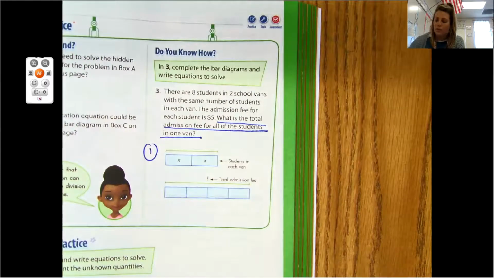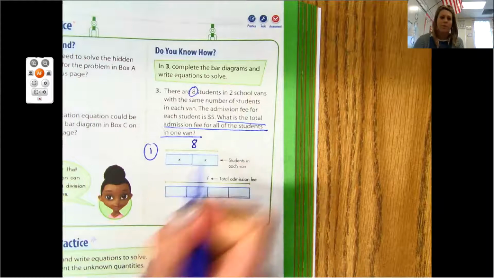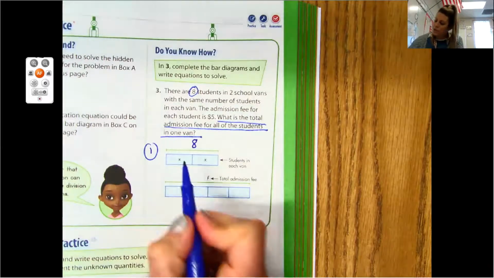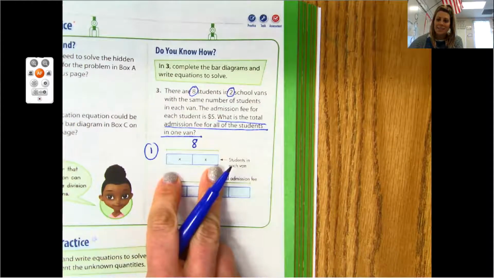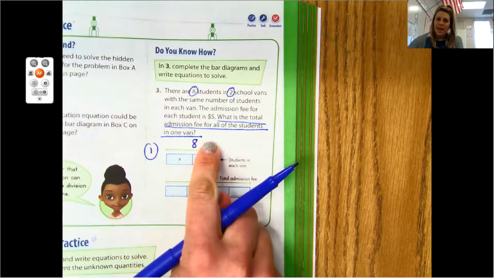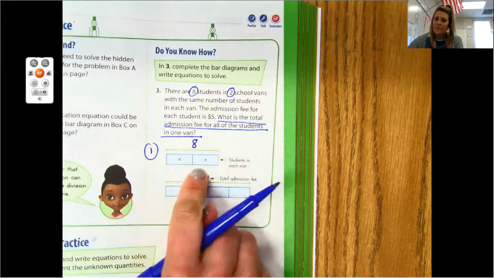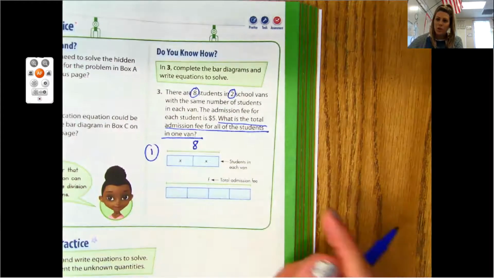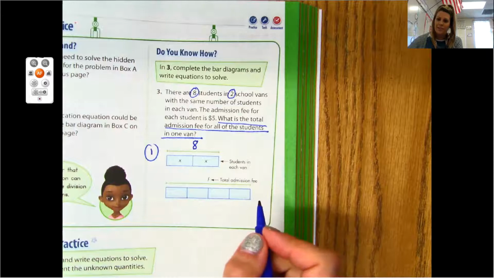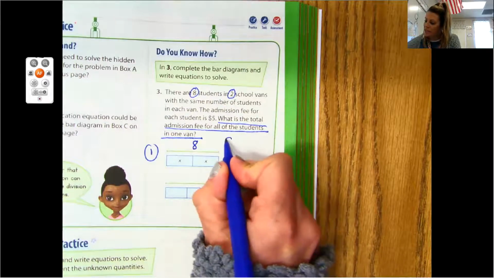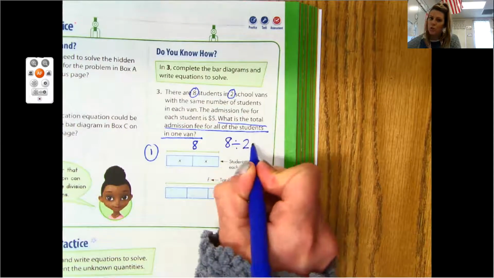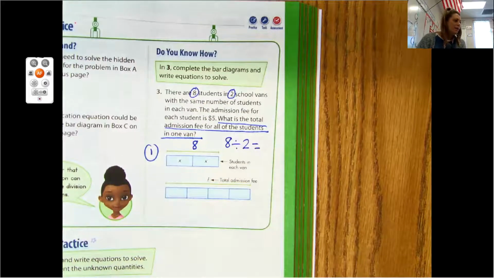And we started with how many students? We started with those 8 students. So that's going to go on top of our bar diagram. And then these 2 boxes stand for what? These are our 2 vans. So if we have 8 students and we're splitting them up equally into 2 vans, what are we going to do? Are we going to multiply or are we going to divide? Yeah, we're dividing. So step 1 is saying 8 divided by 2. Okay? And what does 8 divided by 2 equal?